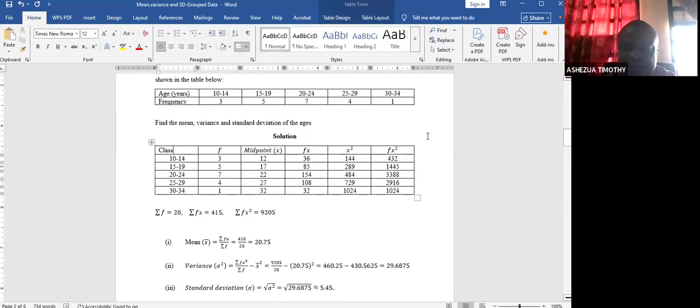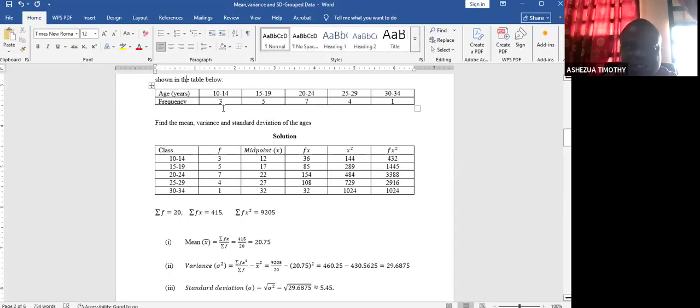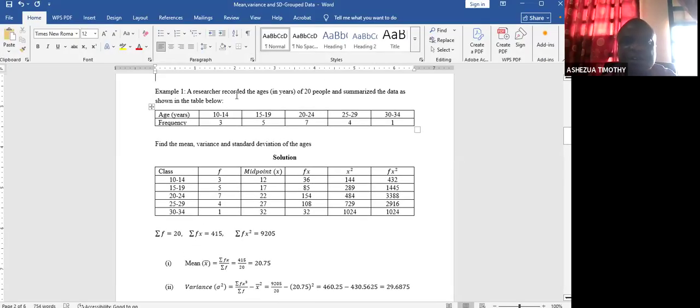Let's just go through this all over again. Okay, this example one: a researcher recorded the ages in years of 20 people and summarized the data as shown in the table below.